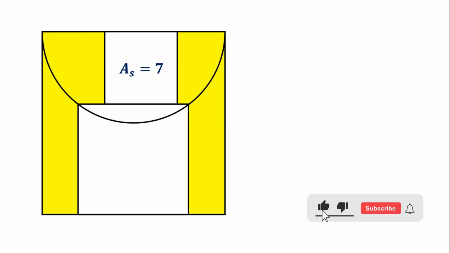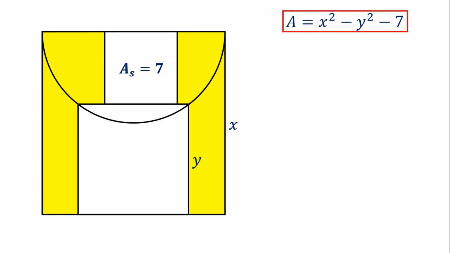Let's start the solution. Let the side length of the large square be x and the side length of the middle square be y. The area of the shaded region is the area of the large square minus the areas of the middle and small squares. So A equals x squared minus y squared minus 7.